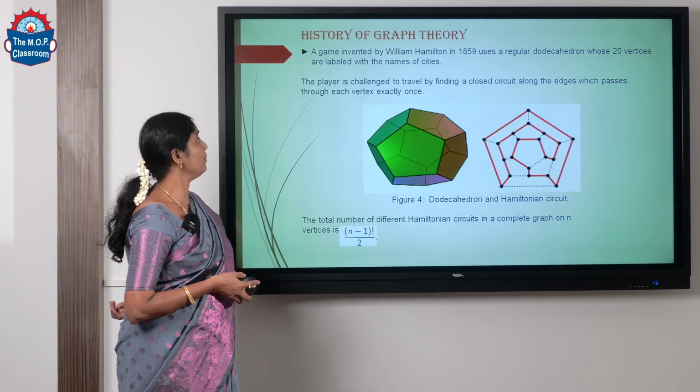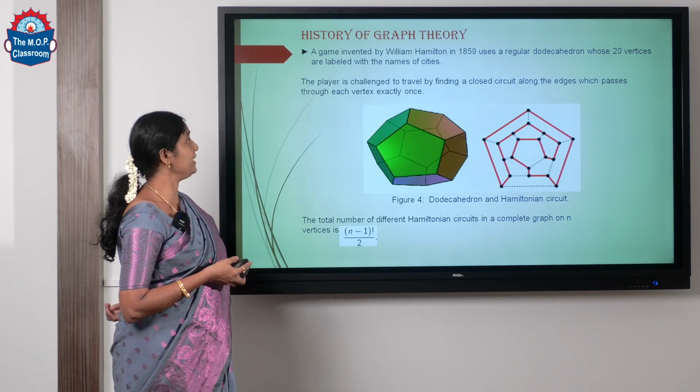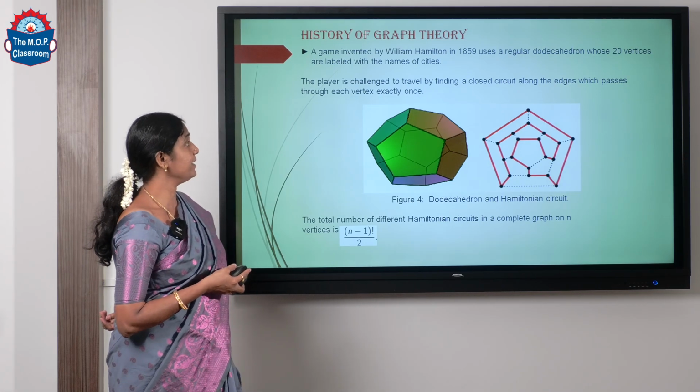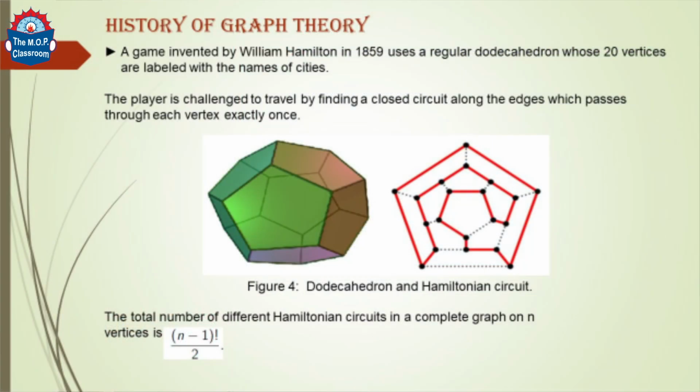Now the next concept is another one invented by William Hamilton in the year 1859. He coined a new problem or a game where he used a regular dodecahedron which includes 20 vertices labeled with the names of the cities. The challenge given to the player in those days was that the player has to travel through all the cities, forming a closed circuit, passing through each and every vertex exactly once.